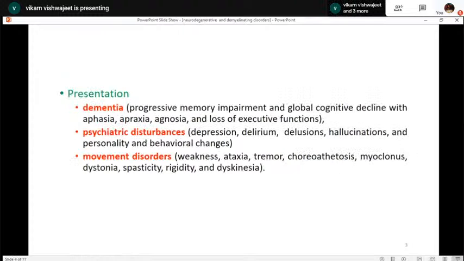Clinically, the presentation in these disorders varies between and within diseases, and patients can present with either a pure form or a combination of dementia, psychiatric disturbances or movement disorders. Dementia is characterized by progressive memory impairment and global cognitive decline with aphasia, apraxia, agnosia, and loss of executive functions. Psychiatric disturbances can be seen in the form of depression, delirium, delusion, hallucination, and personality and behavioral changes, while movement disorders can be in the form of weakness, ataxia, tremor, myoclonus, dystonia, spasticity, rigidity, and dyskinesia.